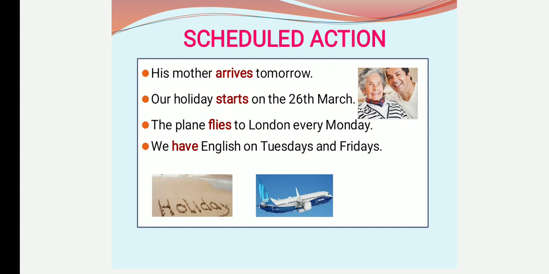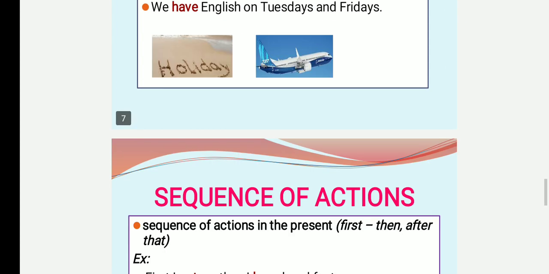The plane, see the picture, the plane flies to London every morning. Each and every morning, we have a flight to London. We have English on Tuesday and Friday. So here English represents the English class, the timetabled action. For example, take the timetable of your school. Each and every day you have every subject, a scheduled time for each subject. So those things come under scheduled action.